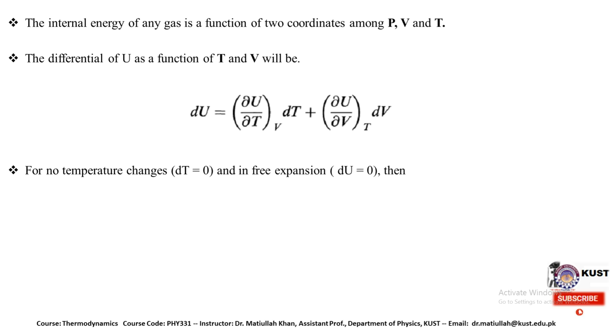So putting these two values in the above equation, what do we get? We get the change in internal energy with respect to volume at constant temperature is equal to 0. This is the conclusion from the consideration that U is a function of T and V. And in this conclusion it is clarified that U does not depend on V.